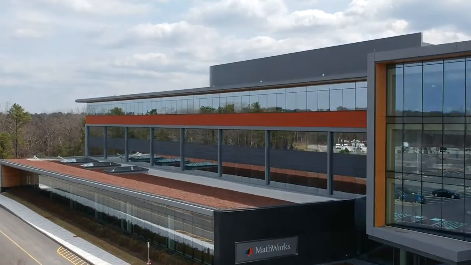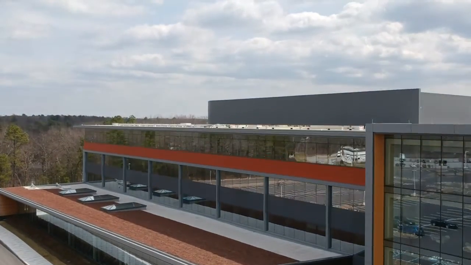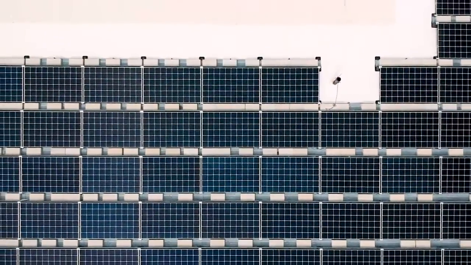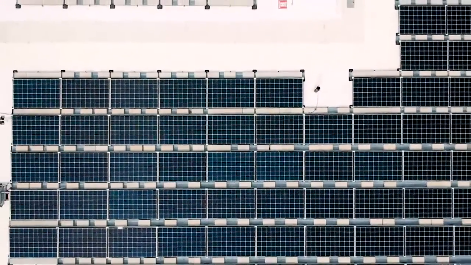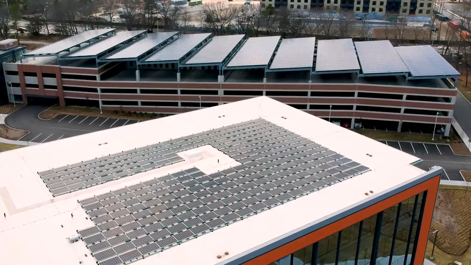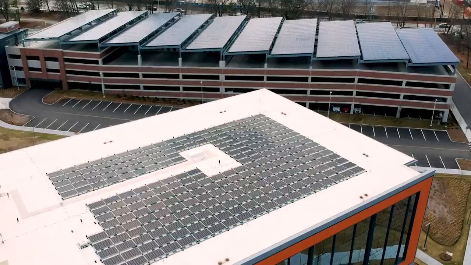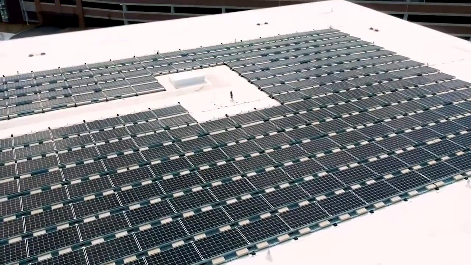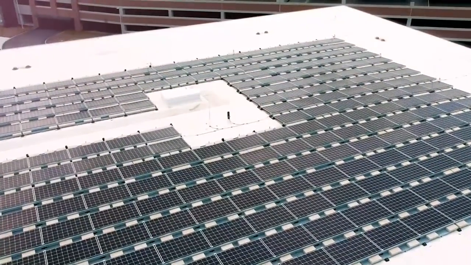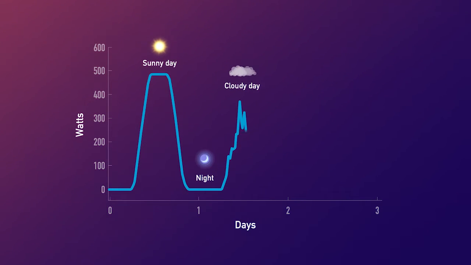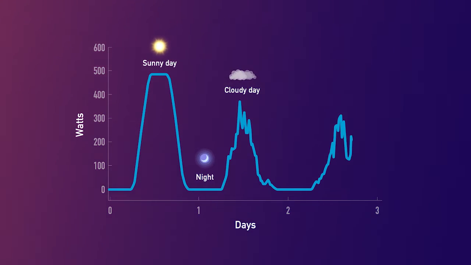So let's get started. MathWorks has roof-mounted solar panels at our headquarters in Natick, Massachusetts. These solar panels can help to reduce our electricity costs and dependence on fossil fuels. In fact, they provide about 8% of the MathWorks energy needs. Pairing the solar panels with a battery lets us collect solar energy and then use it when we want. The energy produced by these solar panels varies throughout each day. This makes it difficult to find the best way to use the energy collected.